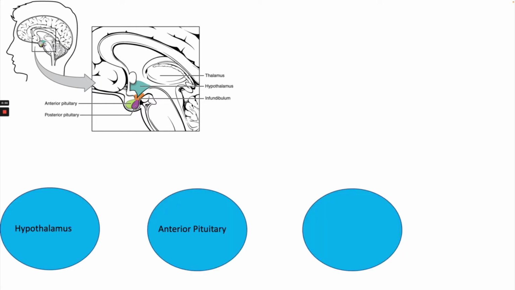So cortisol is released from messages coming from the hypothalamus and the anterior pituitary gland. The hypothalamus is going to release CRH, or cortisol-releasing hormone. The anterior pituitary gland will then release ACTH. And finally, the adrenal cortex will release cortisol.